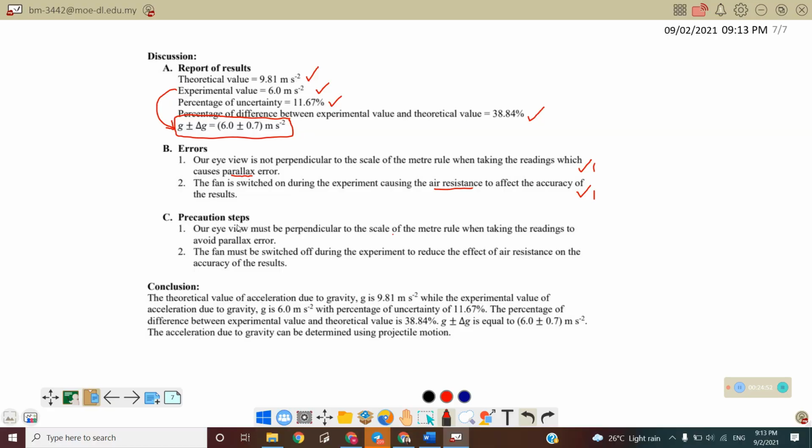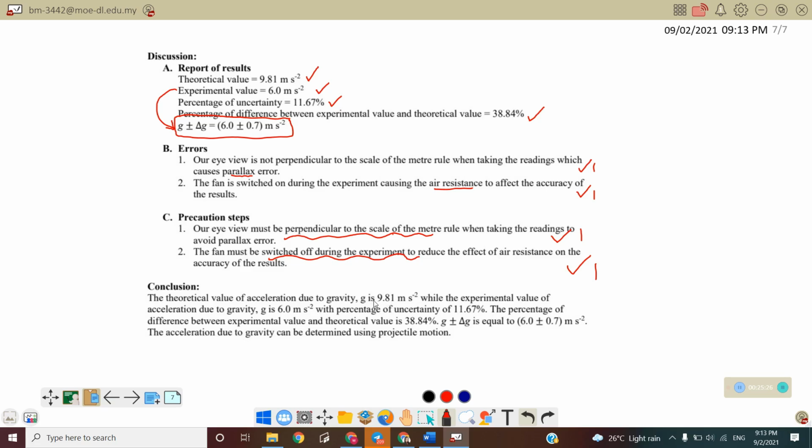And then the precaution step, usually we will base on the errors. If we say parallax error, therefore what is the precaution step that must be taken? Meaning that our eye level must be perpendicular to the scales of the meter rule. And the second precaution step is you must switch off the fan during the experiment. Conclusion, you just report whatever value that you found.